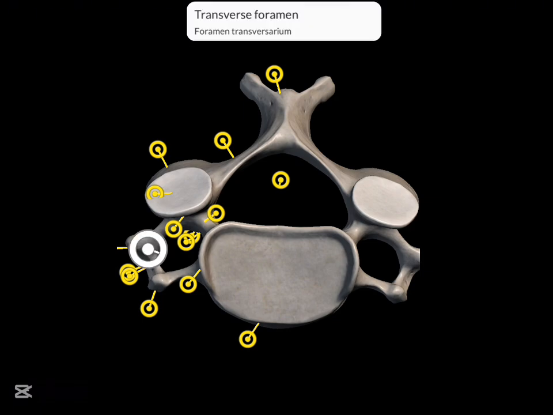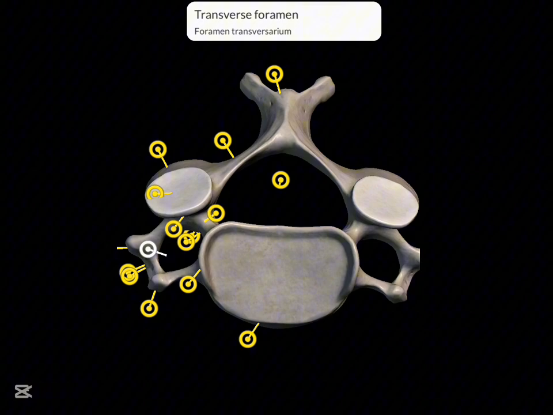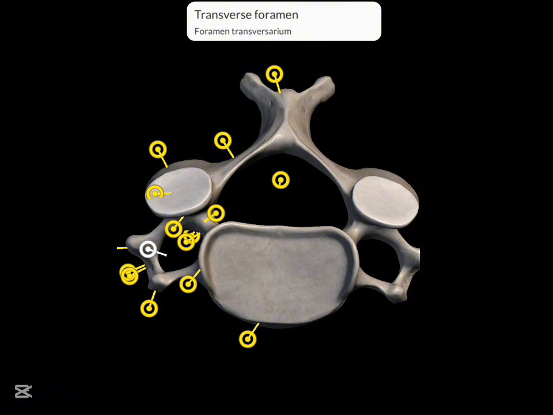The first cardinal feature is the foramen transversum, or transverse foramen. This is the cardinal feature of the typical cervical vertebra. Another cardinal feature is that the spinous process is bifid. This is the spinous process of the cervical vertebra, and this is bifid. Bifid means it has two projections.